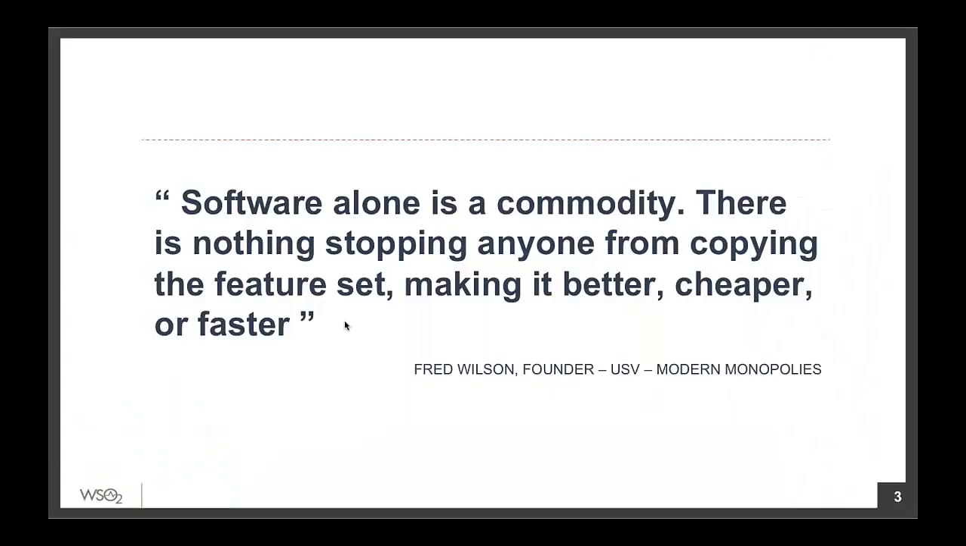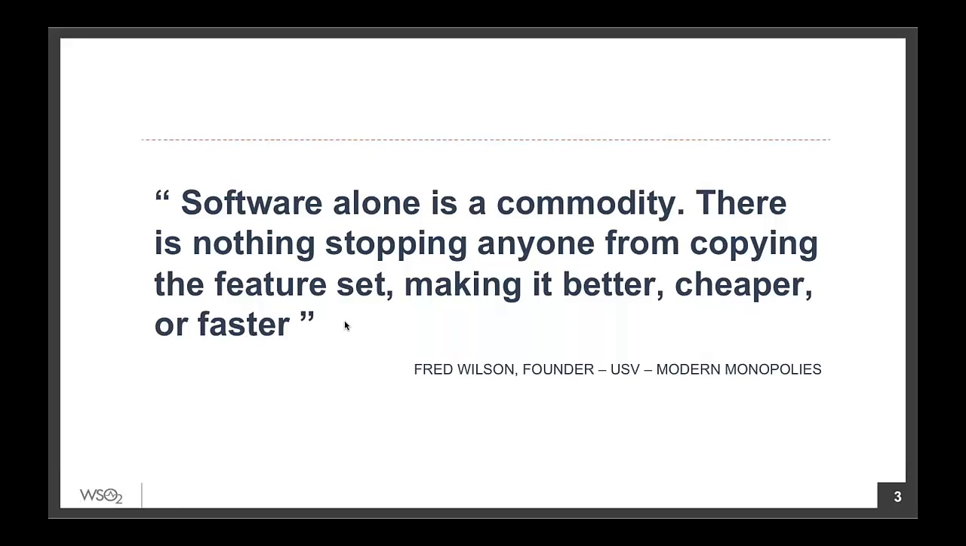There's nothing stopping anyone from copying the feature set, making it better, cheaper, or faster. Right? So we understand that. So software is a commodity. So it's not good enough anymore to basically just build the software, like spend 6 months R&D, build the software, release it, and then wait for consumers to come.